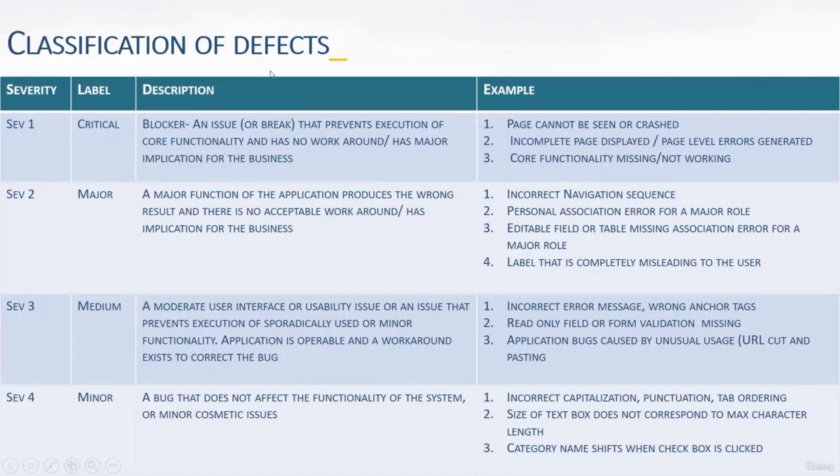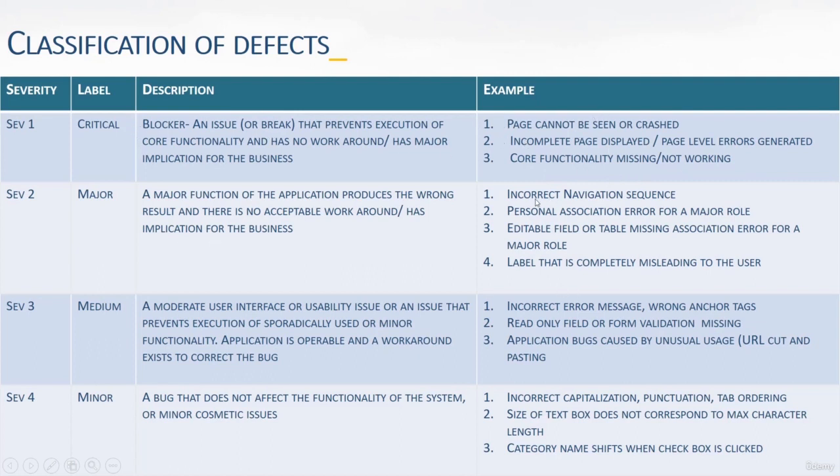Now this is the classification of defects you also specify in your plan, starting with critical. In the description you specify that anything that prevents execution of the core functionality and has no workaround has major implications for the business. In simple words, critical bugs are those where your page cannot be seen or crashes, incomplete page display, page level errors generated, and core functionality missing or not working. So these kinds of issues are called critical issues.